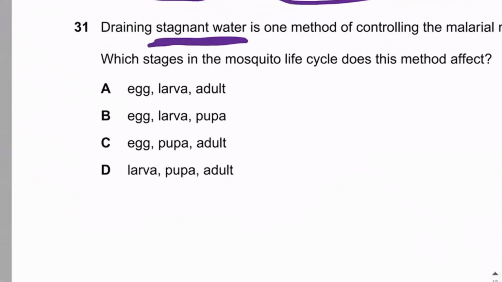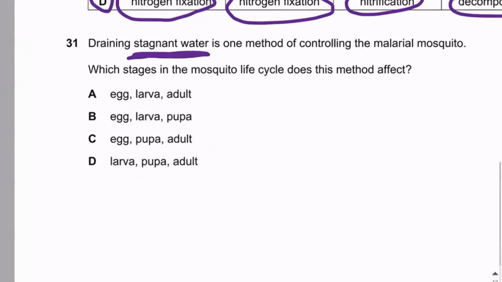So only adult mosquito is in air. Do remember that, A for adult, A for air. Only adult mosquito is in air, while all the other stages in the mosquito life cycle are in the water. Like eggs will be laid in water, larva will be in the water, and pupa will be in the water. So if we drain the stagnant water, eggs, larvae, and pupa will be affected and not the adult.